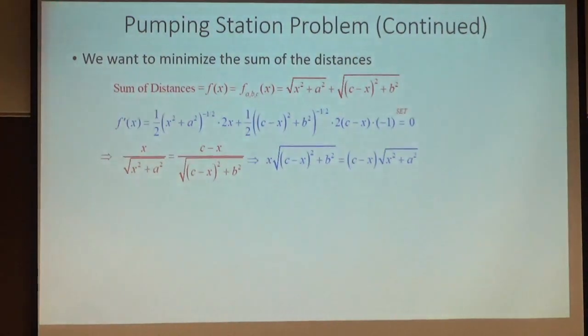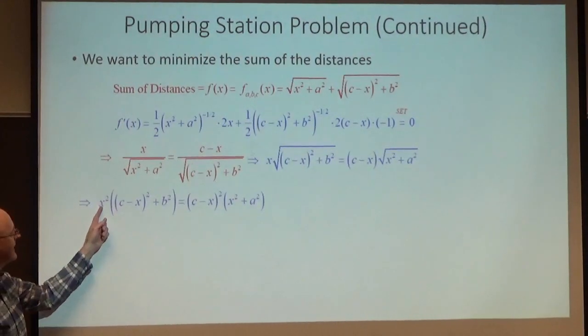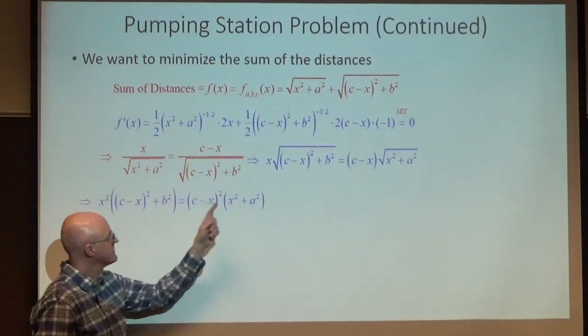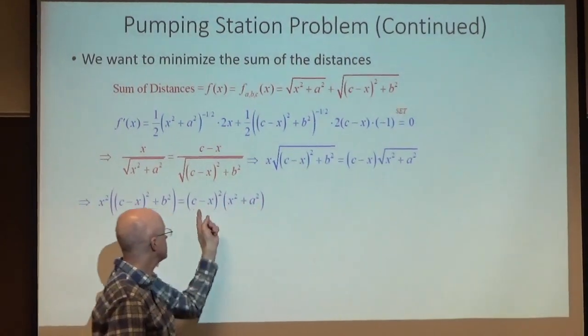Now square both sides, the square roots will go away. You have to square the first x though, that gives you an x squared there. You also have to square the c minus x, that gives you a c minus x squared there.